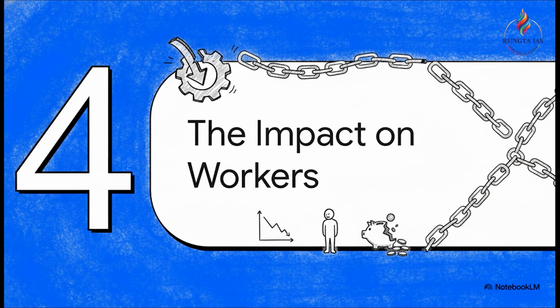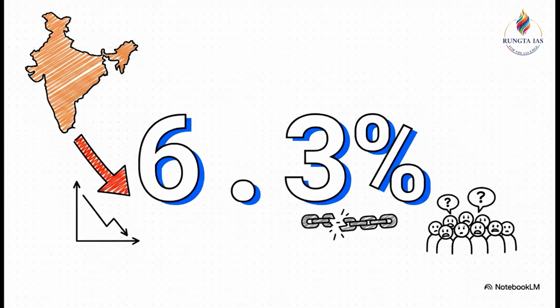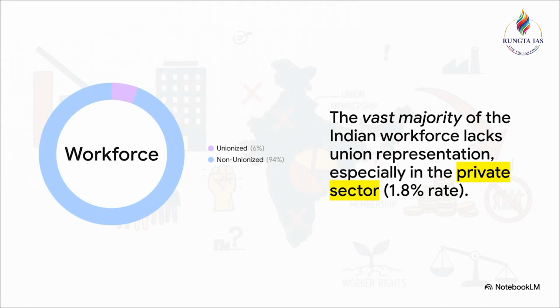Well, the numbers, they tell a pretty stark story. Just look at this number, 6.3%. That's it. That is the percentage of the entire Indian workforce that is part of a union today. It's a really stark figure, and it just drives home how limited that collective bargaining power really is on the ground.